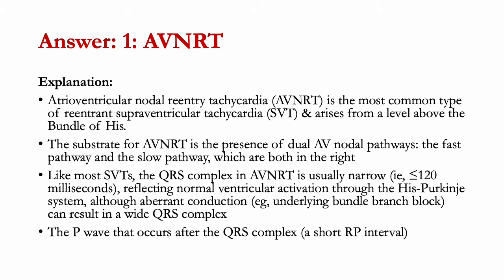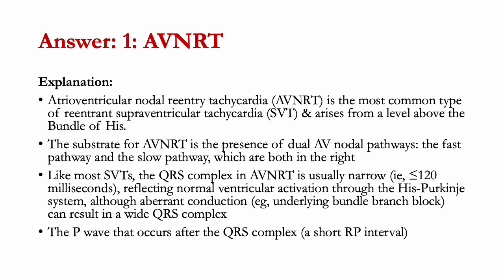And the answer is 1. AVNRT. Atrioventricular nodal reentry tachycardia, AVNRT, is the most common type of reentrant supraventricular tachycardia and arises from a level above the bundle of His. The substrate for AVNRT is the presence of dual AV nodal pathways, the fast pathway and the slow pathway, which are both in the right.